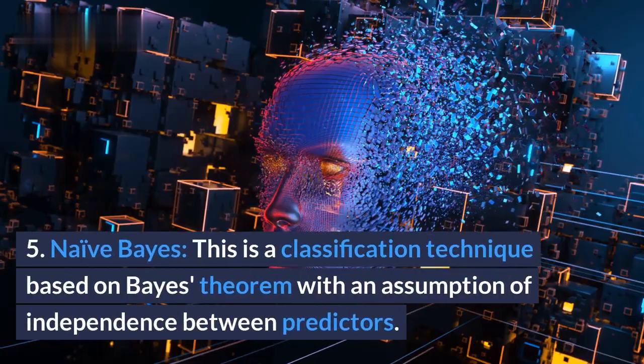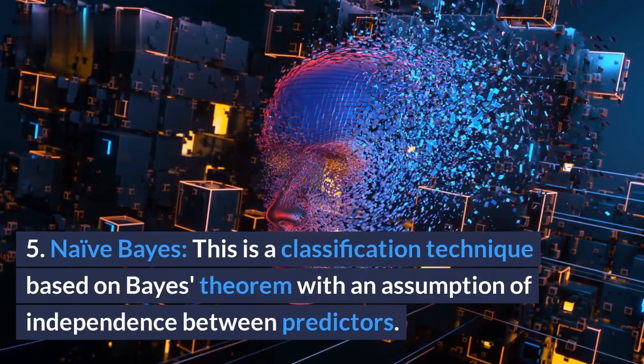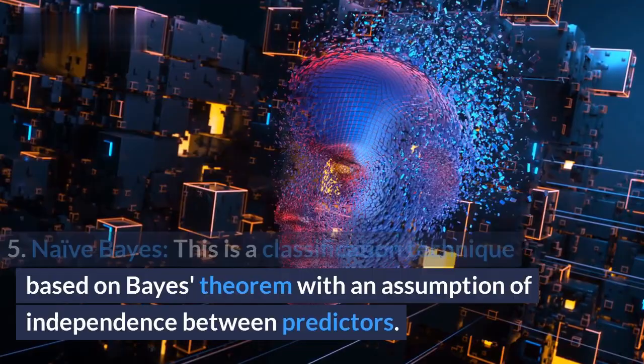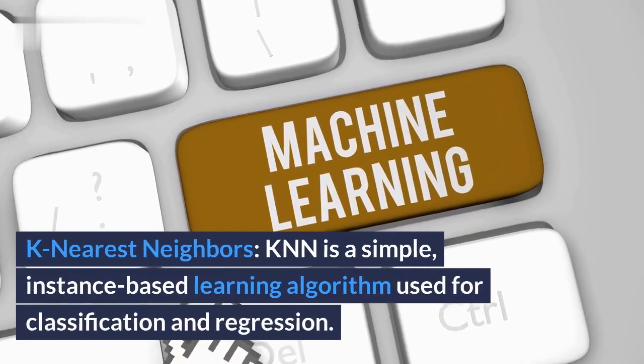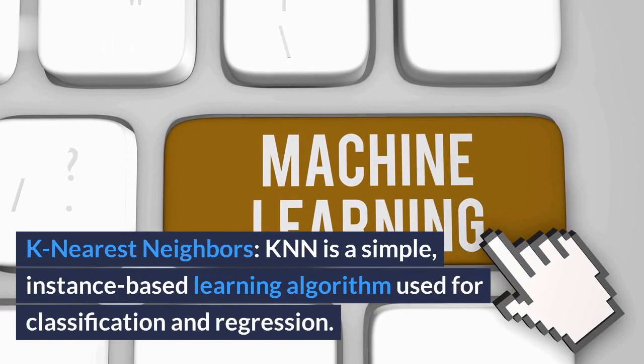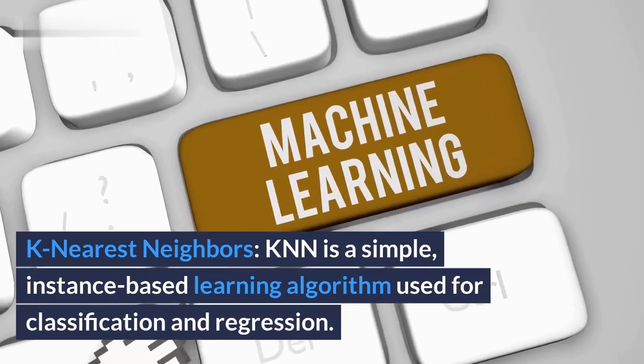5. Naive Bayes. This is a classification technique based on Bayes' theorem with an assumption of independence between predictors. 6. K-nearest neighbors. KNN is a simple, instance-based learning algorithm used for classification and regression.